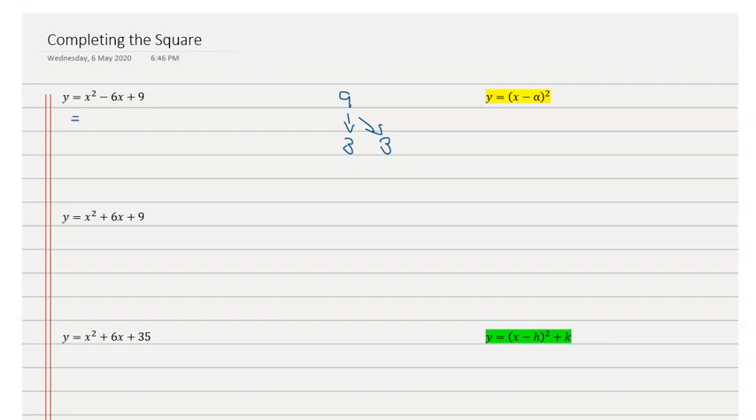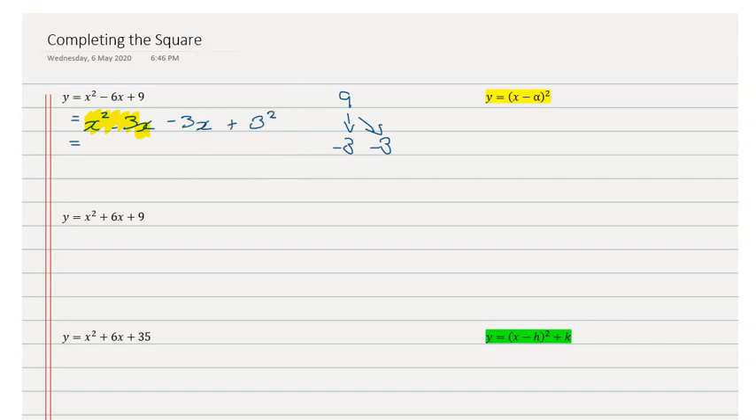Well, the factors of 9 are 3 and 3, but it could also be negative 3 and negative 3. So this will become x squared minus 3x minus 3x plus 3 squared. Perfect.